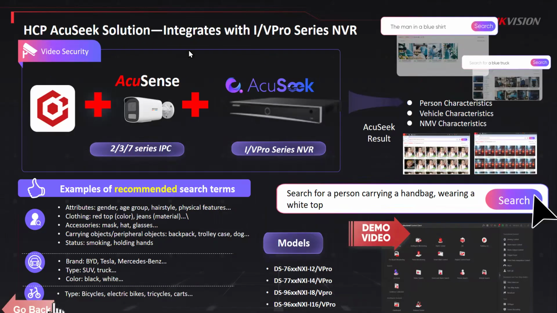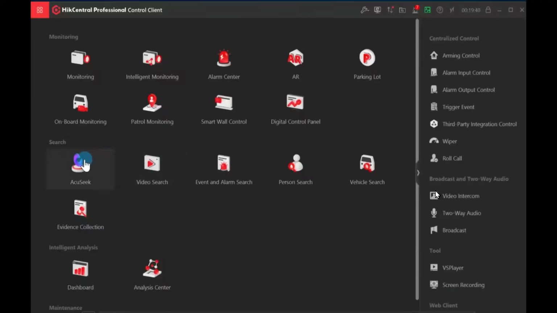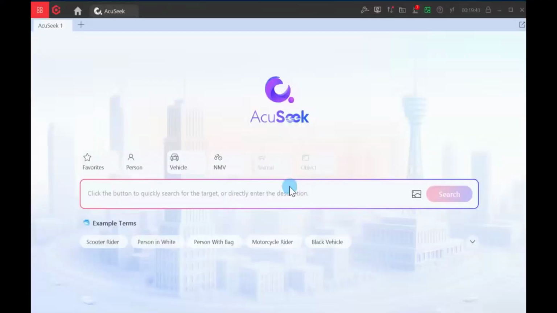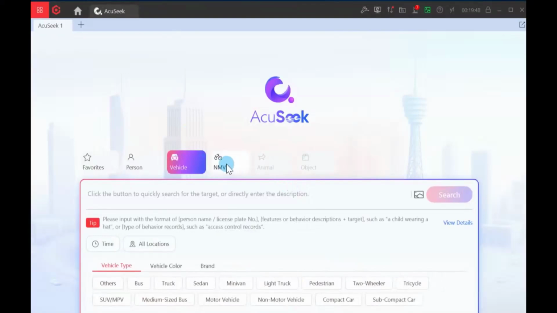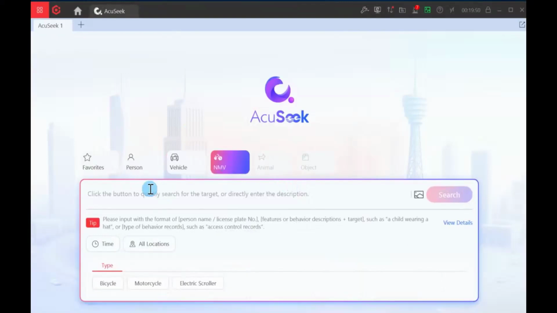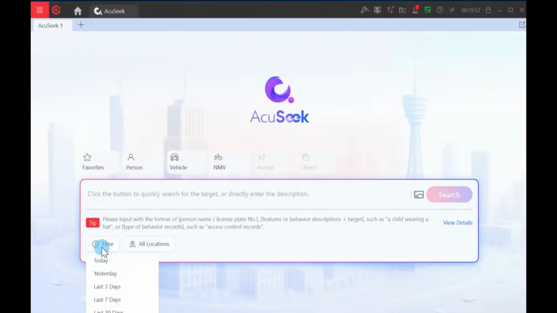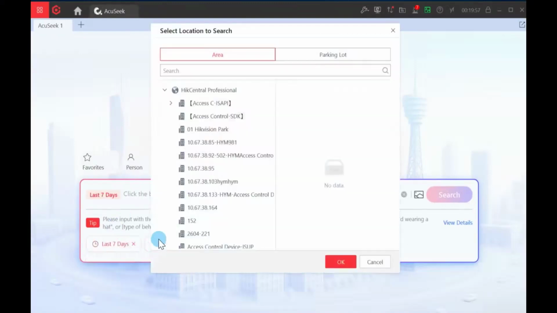Of course, next up, you'll see now the AccuSeek NVR. There it is with our AccuSense cameras, and we can start doing all these wonderful searches. Here's another quick video showing the power of AccuSeek. You can see there we can do person searching, hairstyle searching, vehicle searching, non-motor vehicle searches, or just type in the time you're looking for, and the location, specifying the camera maybe.